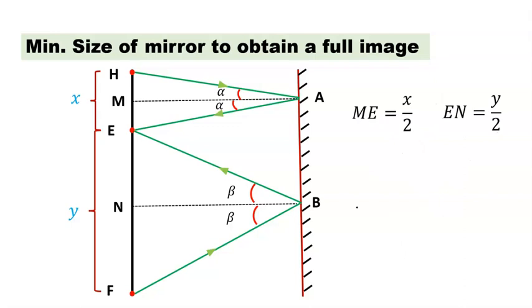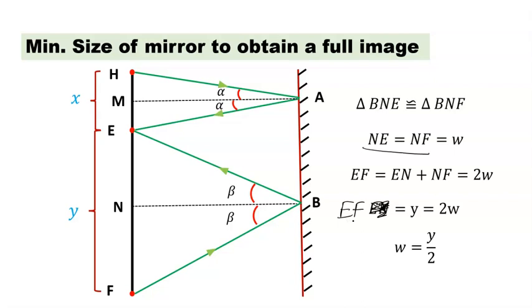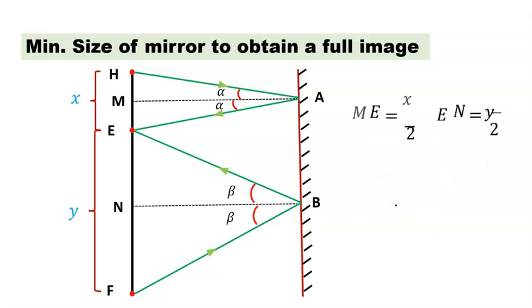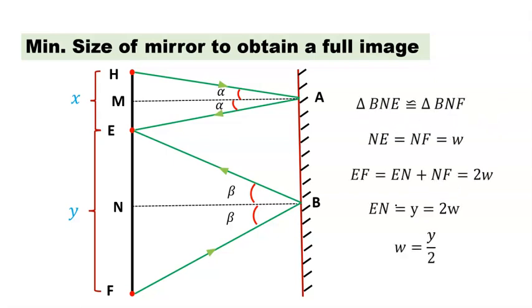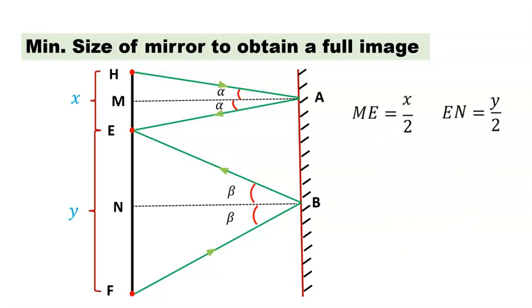Now let's look at this. ME is X by 2 and EN is Y by 2. Because EF is 2 times EN, that is W, and W is EN, right? So now ME is X by 2 and EN is Y by 2.